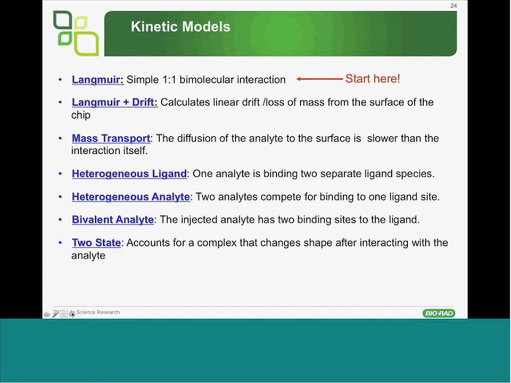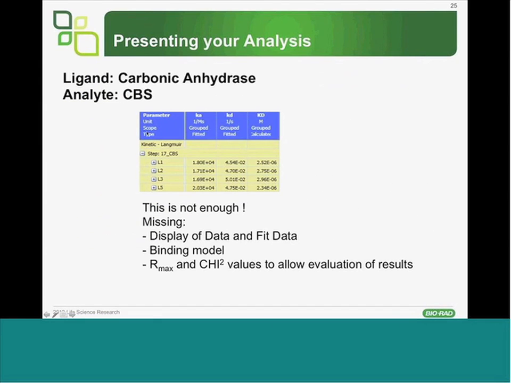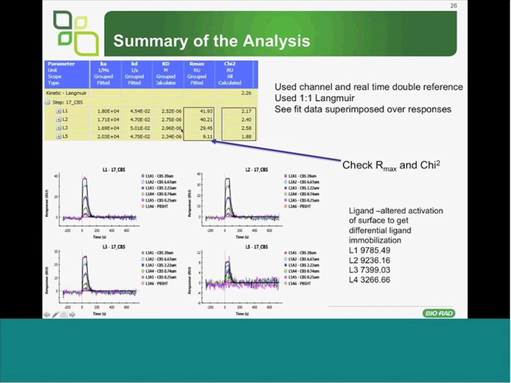Now, how do we present our data? So, for example, this is the case of carbonic anhydrase as a ligand, and you see this is not sufficient information. This is basic. You see Ka, Kd, and affinity data, but you don't really know from this table what do we have, how good are the data, and how good are they evaluated. So a more complete data set has also the Rmax data and also the chi-square data, as you can see them here. So you see what was actually done in this case.